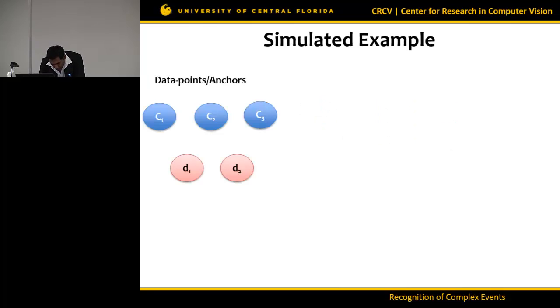We have data points here. C1, C2, and C3 are our anchors. D1 and D2 are our data points. So there are some distances between these data points and the anchors.